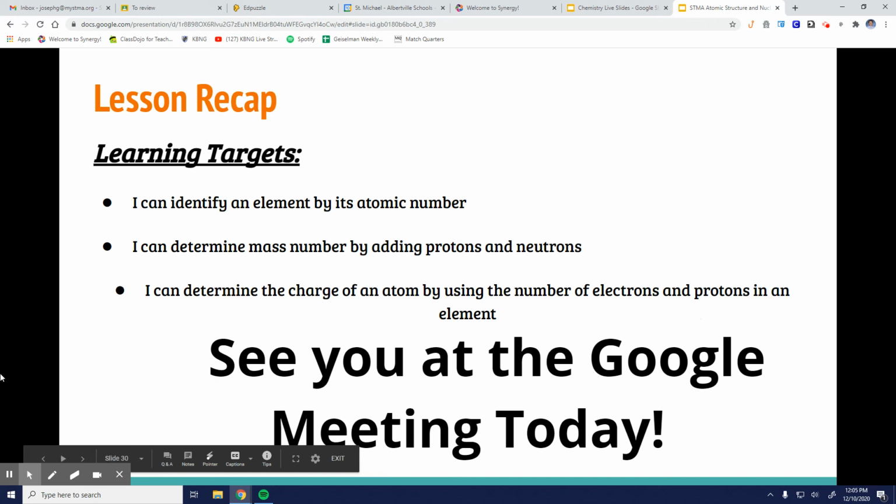So to recap today's lesson, you should be able to identify an element by its atomic number. Then you can determine the mass number by adding the number of protons in an atom plus the number of neutrons. And finally, you should be able to determine the charge of an atom by using the number of electrons and protons in that element.